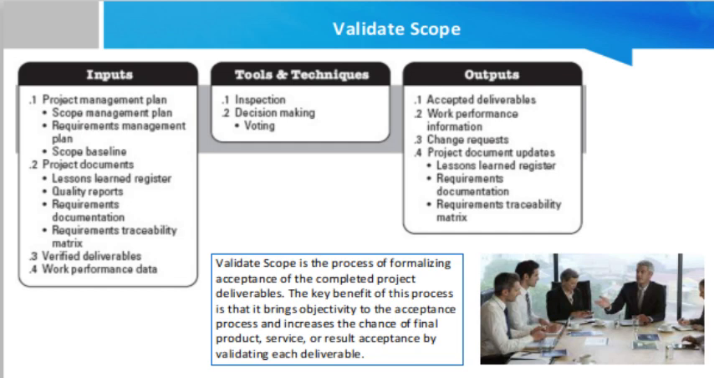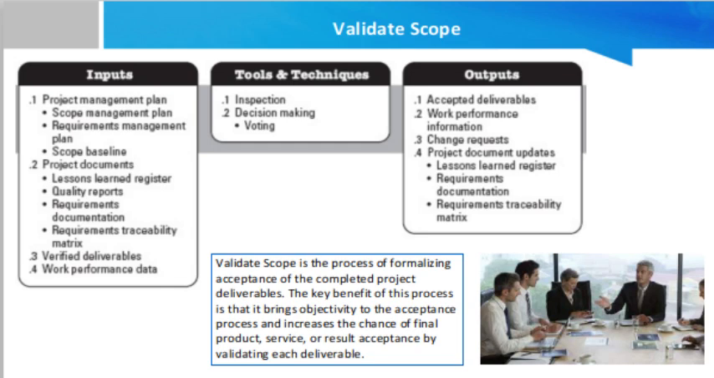Friend, validate scope is the process of formalizing acceptance of the completed project deliverables. The key benefit of this process is that it brings objectivity to the acceptance process and increases the chance of final product, service or result acceptance by validating each deliverable. It is a process that shows the stakeholders have received what was agreed and formalizes their approval. It is primarily concerned with the recognition of the product by validating each deliverable.